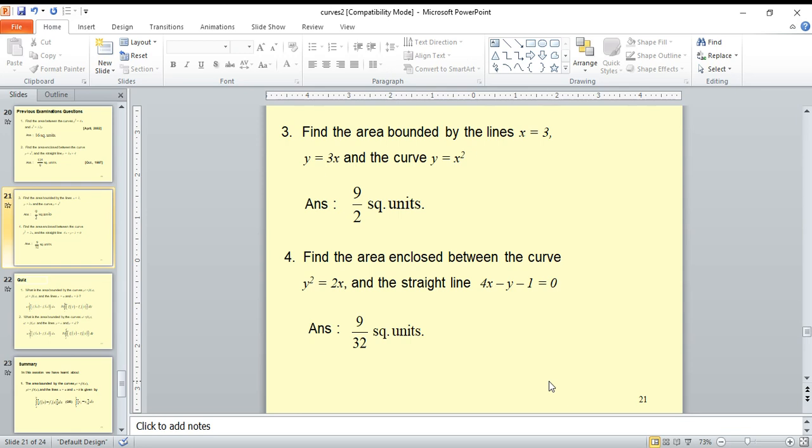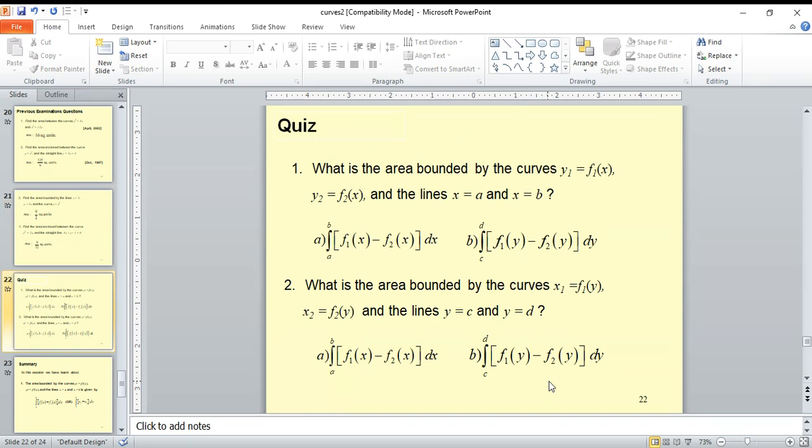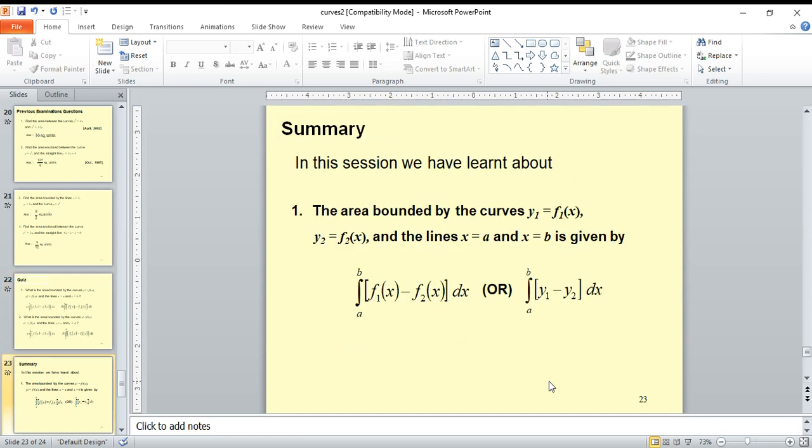Second example is on the y axis. What is the area bounded by the curves y1 equal to f1 of x and y2 equal to f2 of x and the lines x equal to a and x equal to b? Integration a to b of f1 of x minus f2 of x dx is the correct answer. What is the area bounded by the curves x1 equal to f1 of y and x2 equal to f2 of y and the lines y equal to c and y equal to d? It is integration c to d of f1 of y minus f2 of y dy.